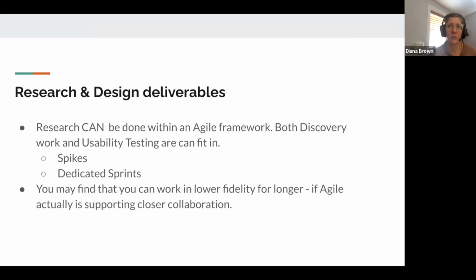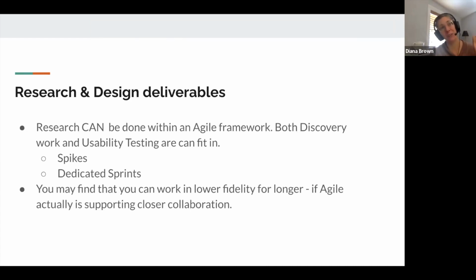You may also find, in terms of deliverables, that if you are part of the team that's working, part of daily stand-ups and part of the planning and grooming, and everyone knows what you're working on, you may actually be able to stay low fidelity longer. There's constant collaboration and discussion, and they know what your design intentions are and where you're headed. And you can actually wait longer to do high fidelity Figma files.